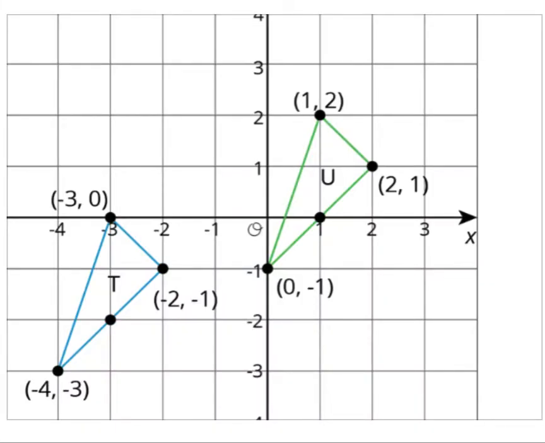This is activity 5.1, translating coordinates. In this activity, you are asked to identify which of 4 translations move triangle T to triangle U. So these points are going to be translated, they're going to be moved. And which ones move to their corresponding points in triangle U?